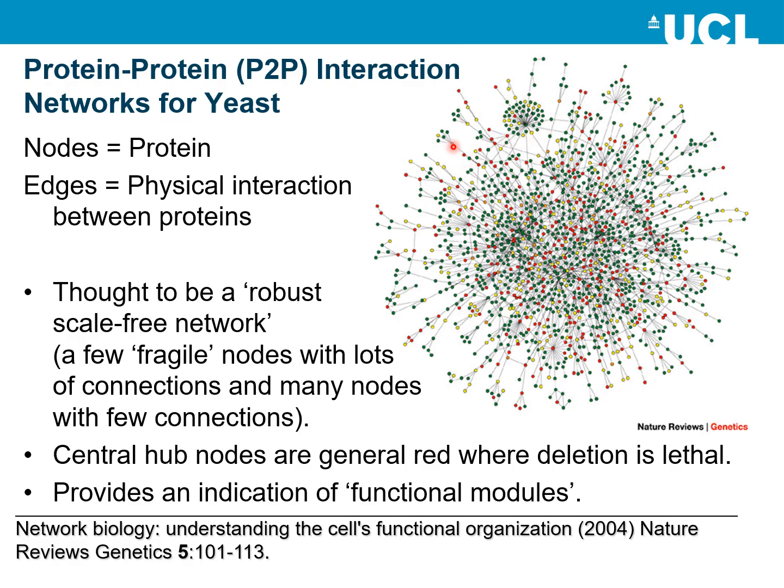But there are lots of nodes with very few interactions, so it makes the whole overall system, the whole network, robust. All of the red ones indicated here are where deletions are lethal. Actually, you can see this one isn't a lethal deletion, the big central node there. It also provides an indication of functional modules, that the ones which are close together are probably all interacting as a functional unit. So this protein-protein interaction is also used for protein function prediction.